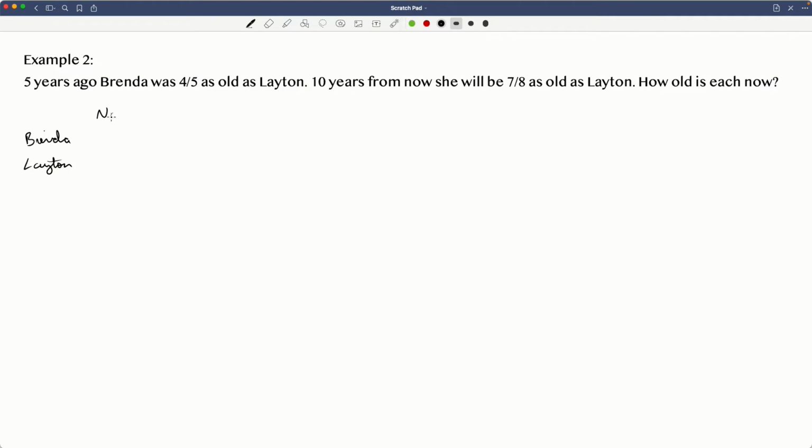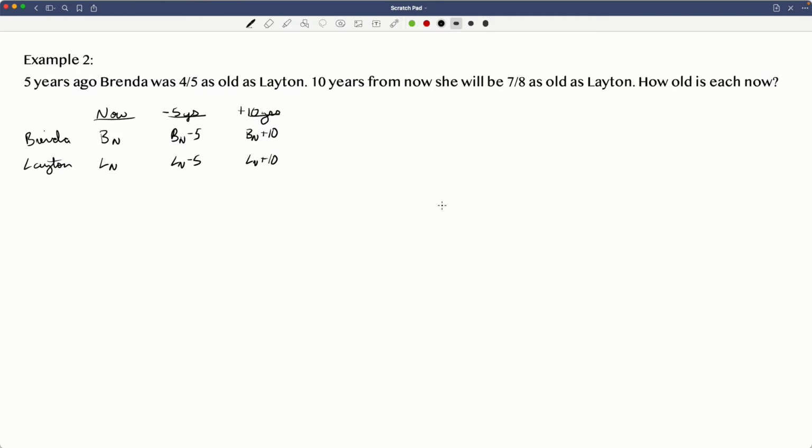And now, let's define their ages now. So Brenda now, BN, and Layton now, LN. Five years ago, that's in the past, so we're going to subtract 5 years. That's going to show us BN minus 5 and LN minus 5. Then 10 years from now, that's 10 years in the future, so we're going to add 10 years. That's going to be BN plus 10 and LN plus 10. That's going to help us create our two equations that we need.